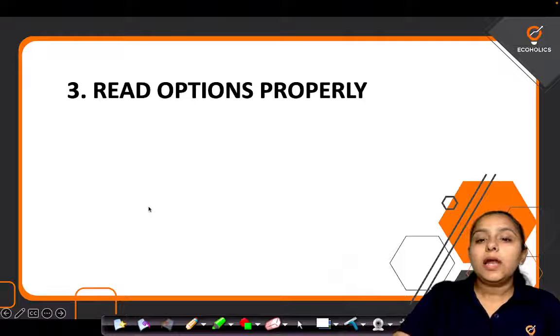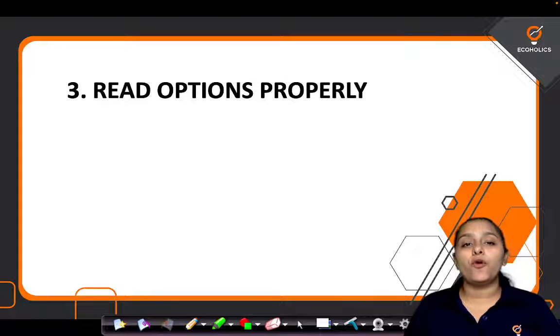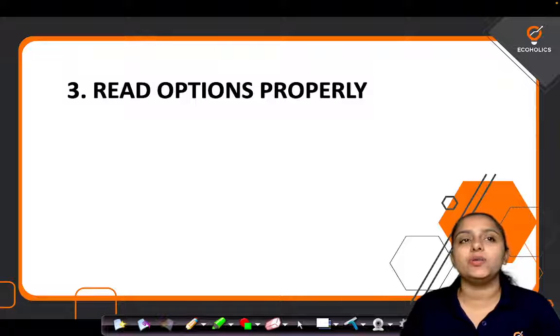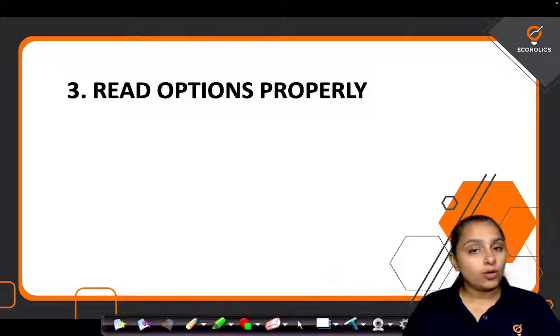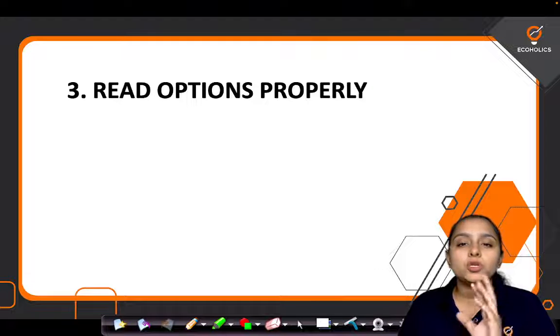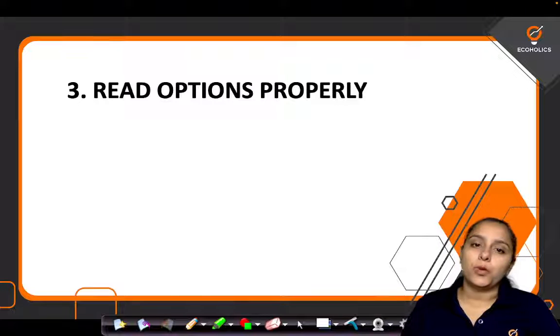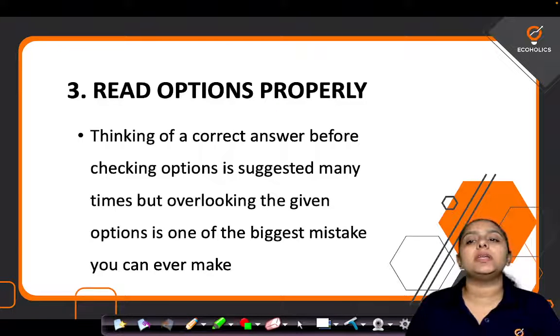All right. Now the third thing which you have to follow, and the third common mistake which everyone makes, is not reading options properly. They are not reading the options properly. So what you have to do, your third mantra, is read the options properly. Options को अच्छे से read करना है.